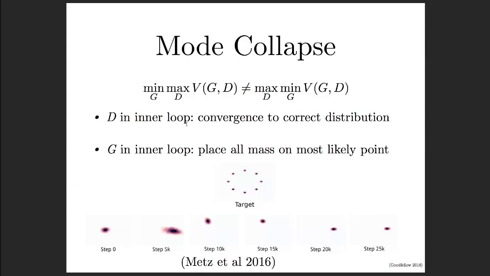So the reason that mode collapse happens particularly often for the generative adversarial nets game is that the game is a little bit pathological in the way that we specify the value function.